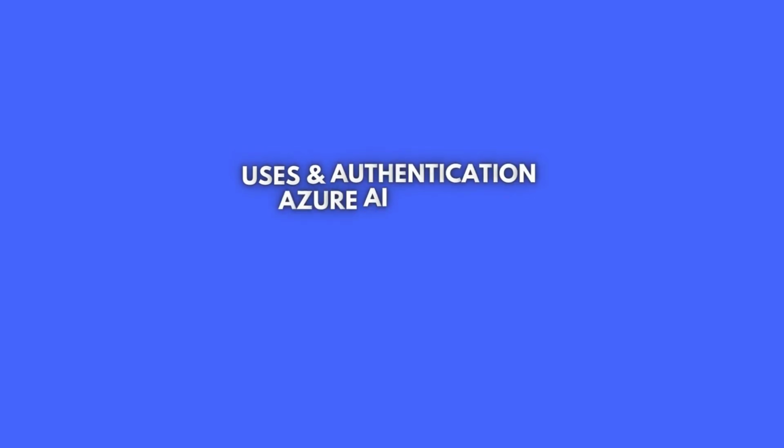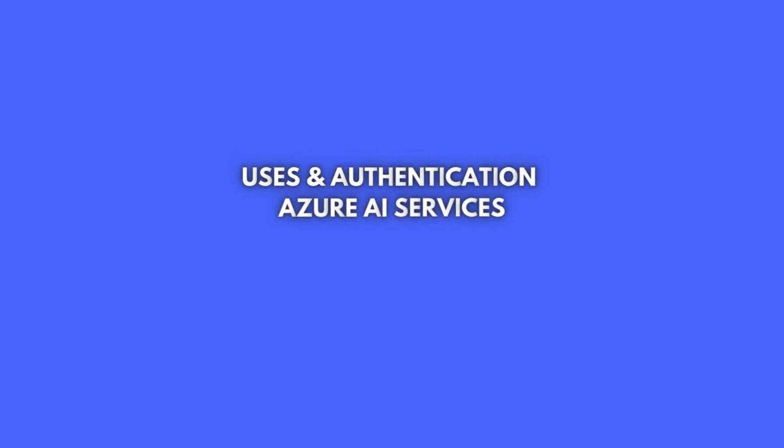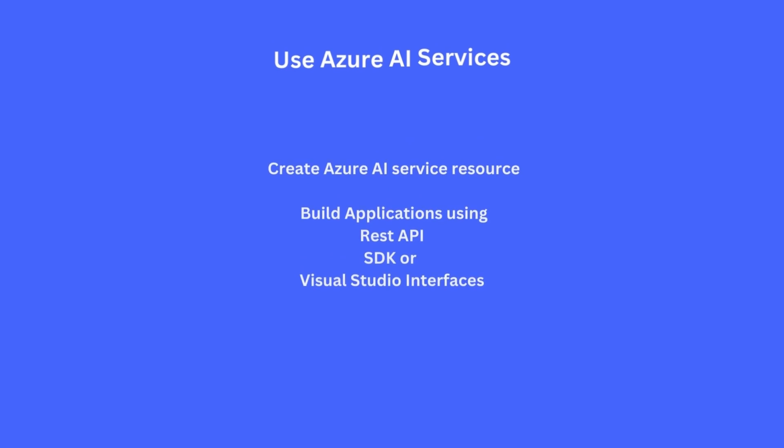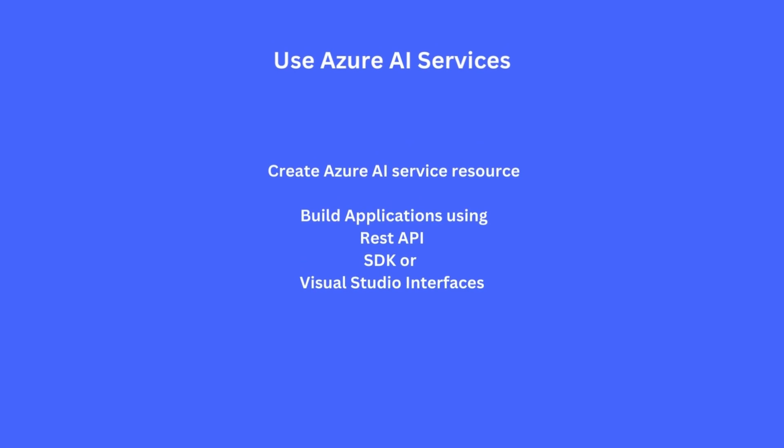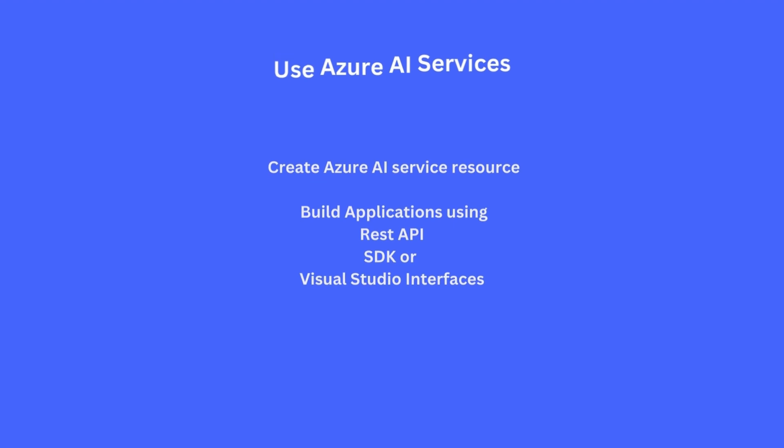Hi everyone. In the previous video, we saw the steps to create a resource. Now, in this video, we are going to see how to use Azure AI services and the authentication process for AI services. First, once you create an Azure AI resource, we can build applications using the REST APIs, software development kits, and the Visual Studio interfaces.